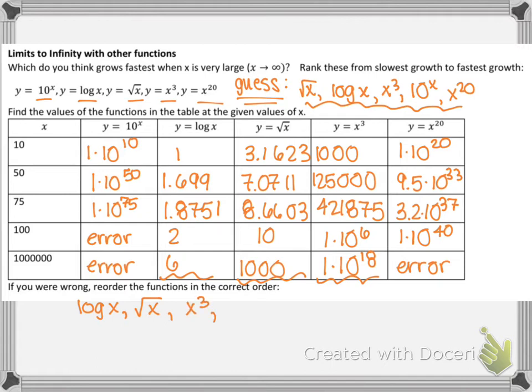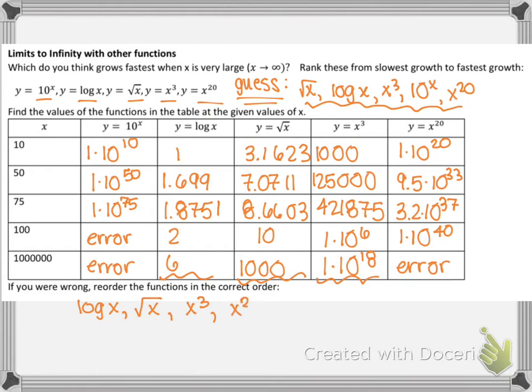What error means is that the number is too large. It's just exhausted the capability of the calculator. The calculator doesn't have enough ability to work with that many decimal places or that many places in a number. So it's not really an error, it's just beyond the capability of the calculator.